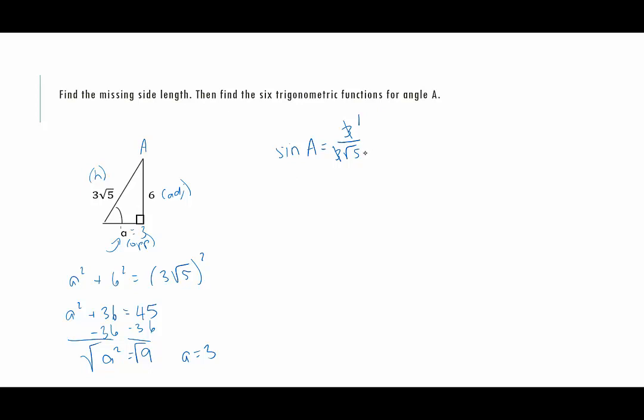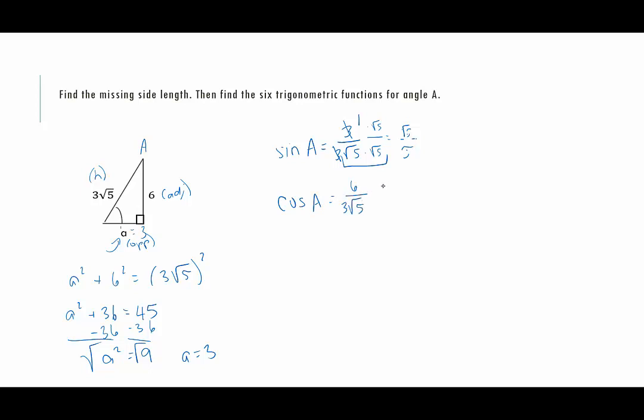Now to rationalize the denominator, I need to multiply by the square root of 5 over the square root of 5, right? I'm multiplying by a factor of 1. And this will give me the square root of 5 over root 5 times root 5 will be 5. So sine of A is the square root of 5 over 5. How about cosine of A? So cosine of A, that's adjacent over the hypotenuse.